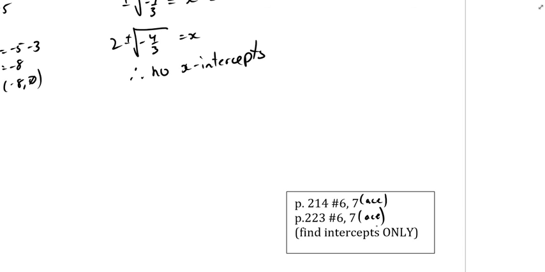Okay? There's always one y-intercept. There's never more. There's never fewer. There could be 2 x-intercepts, 1 x-intercept, or none.